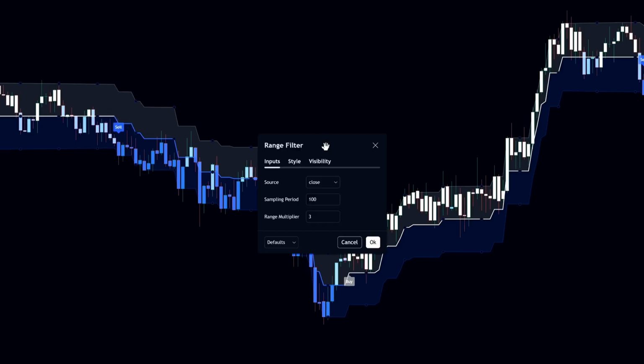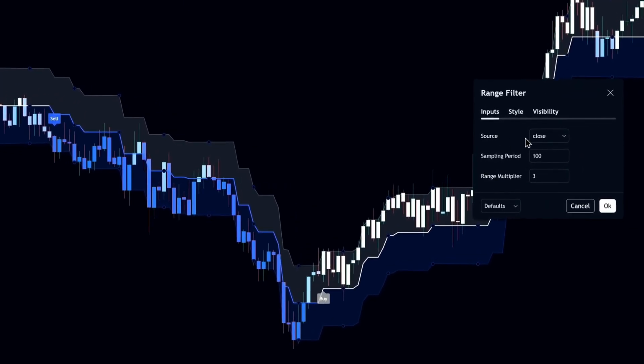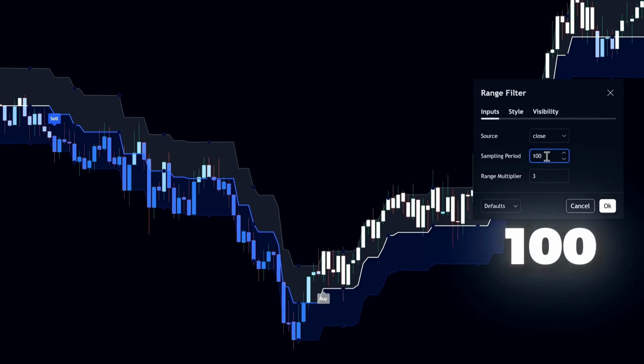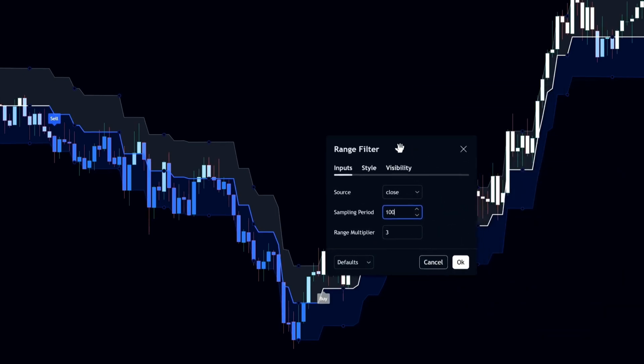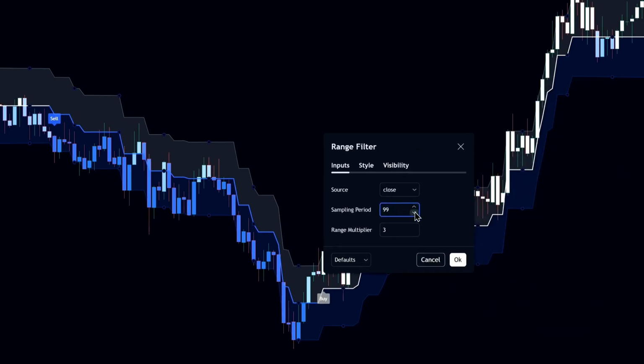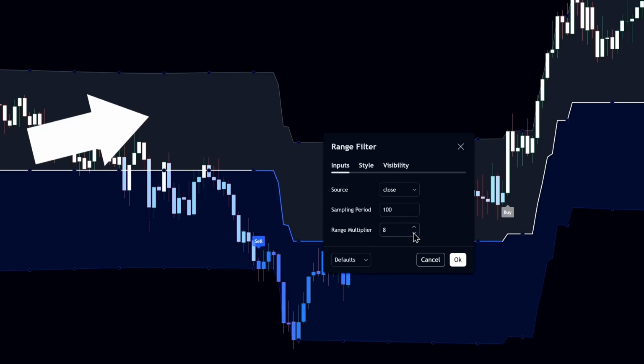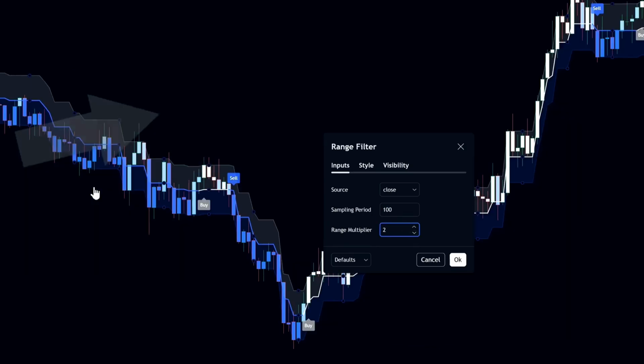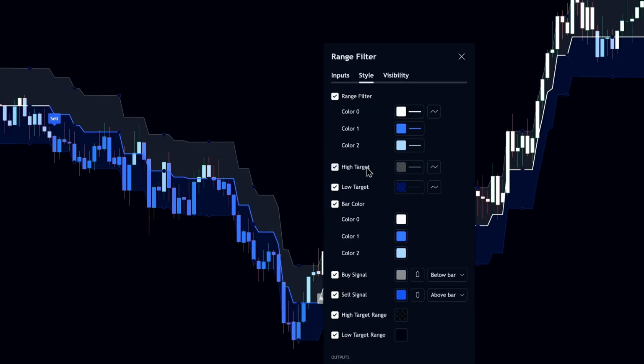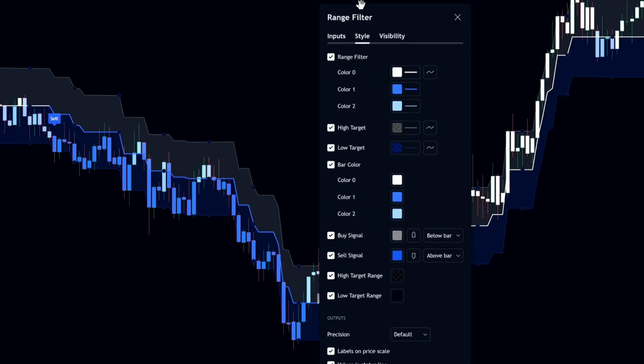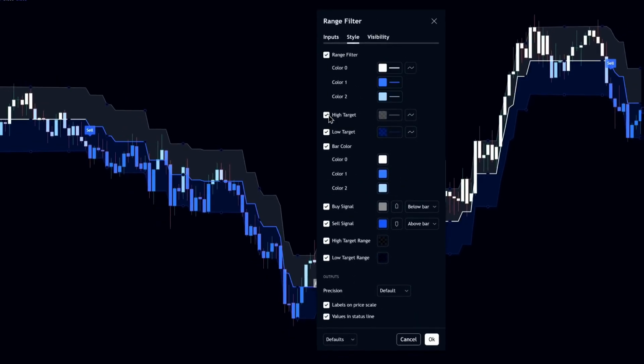Let's look at the settings to see how flexible this tool is. The source has a default value of 100. Lowering this makes it more sensitive to price, while raising it gives you a broader market view. I'll stick with 100. The range setting affects how wide the filter's range is. A higher number widens the range, while a lower one narrows it. I'll keep this at the default too. The Style tab has options to customize the look. Adjust as you like, then click OK.